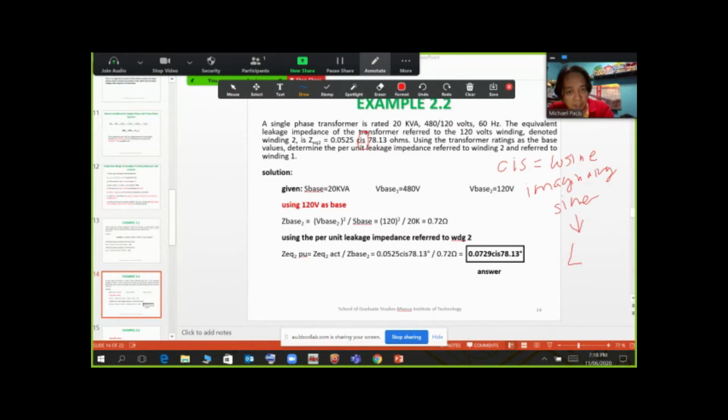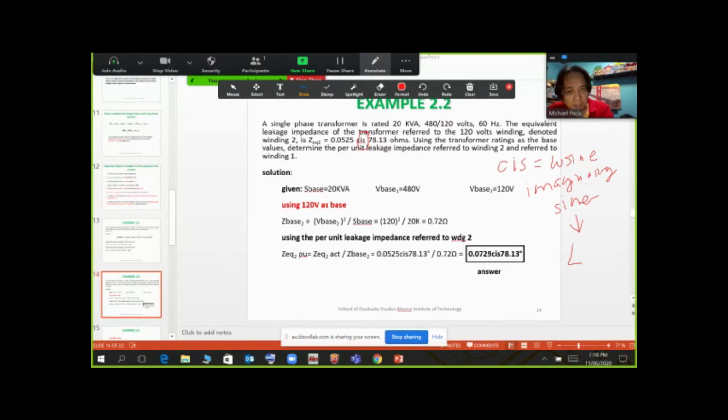Now, you already have the Z base. Just divide the actual value by the base directly. But again, it must be at the same winding. The answer is simply 0.0729 bar 78.13. Okay, how about if I apply it on the primary side? Will they have the same answer? Yes, you anticipate that you will have the same answer. Okay?